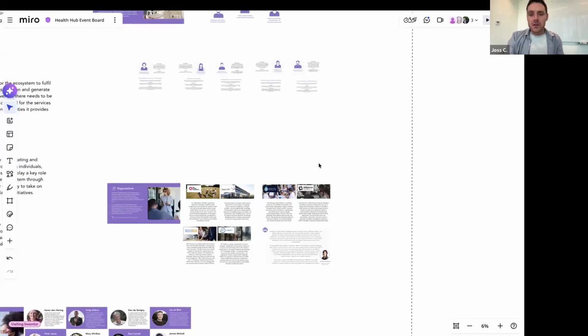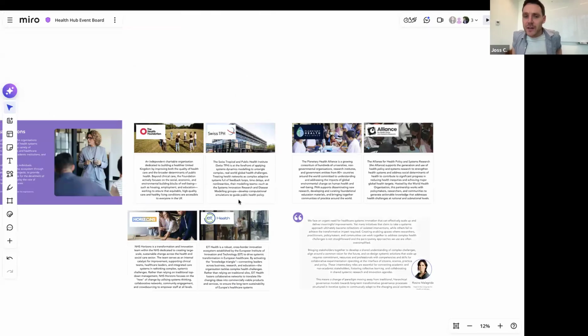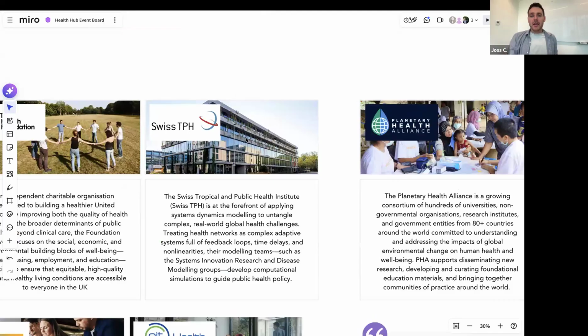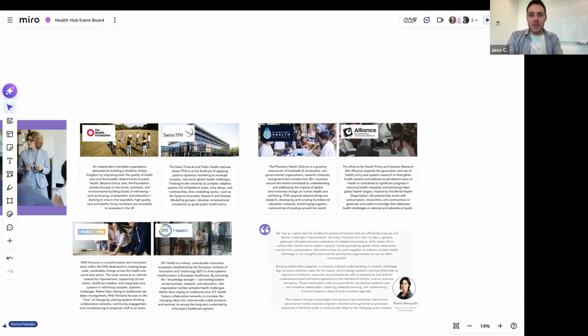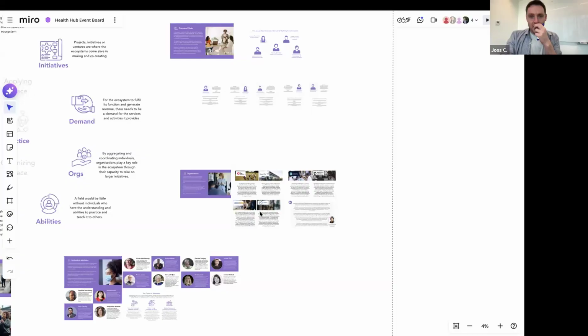I'm going to keep going. So it's looking at some of the organizations. You may be familiar with these. The Health Foundation in the UK, the Swiss Tropical and Public Health Institute has quite a big group around systems thinking, Planetary Health Alliance, NHS Horizons, EIT, sorry, European Institute of Health, trying to build an ecosystem across Europe for health systems change. Those are just a few of the organizations.